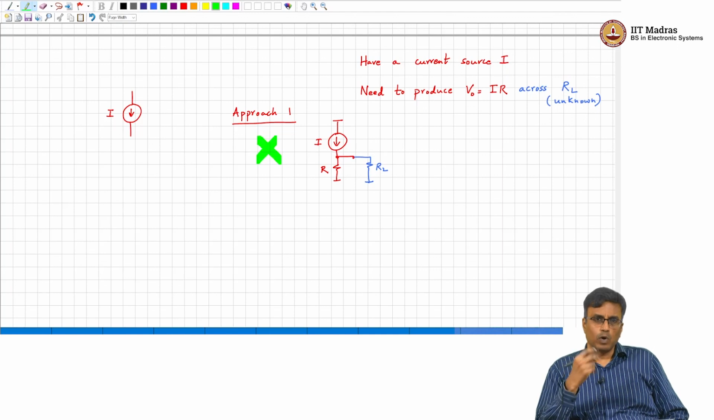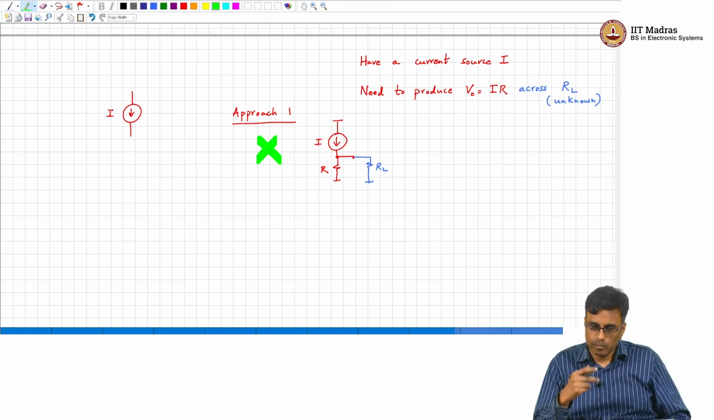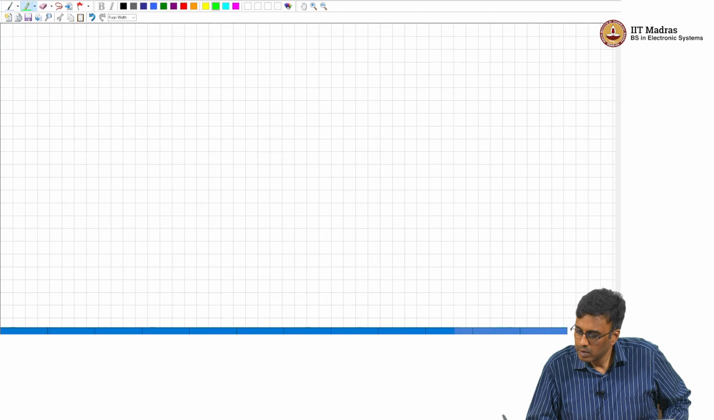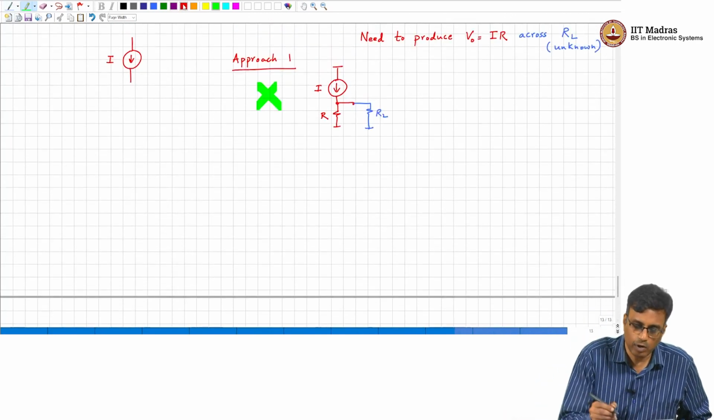Suppose we had a variable voltage source, like the one we used earlier, right? You have a dabba with some knob. You can turn the knob. All right. What do you think we can do? Pump the current source into resistor and then generate the voltage and then tweak the variable voltage source based on this. Tell me exactly what you need me to do.